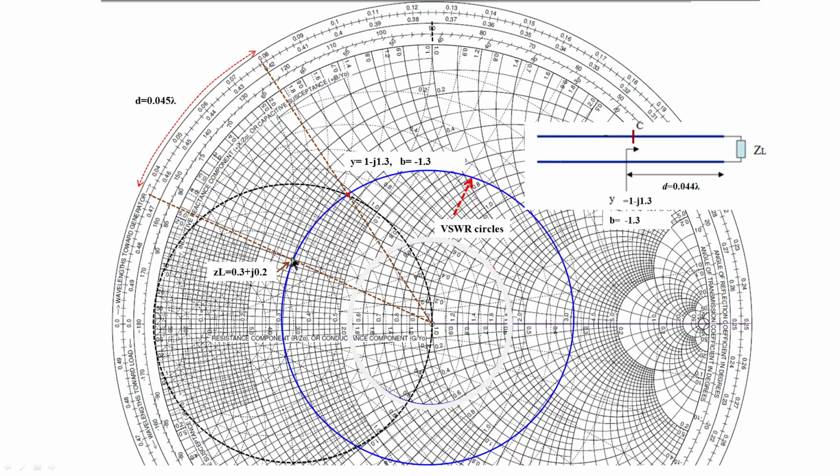So what we did, from the load we moved like this and we stopped here. At what distance is that point? You find out the distance from the load. How to do that? Through the load you draw a line to the wavelength scale. Next, passing through this point to the wavelength scale, read the distance from here to here. So I found it is 0.045 lambda. At what distance is it? It is at 0.045 lambda.